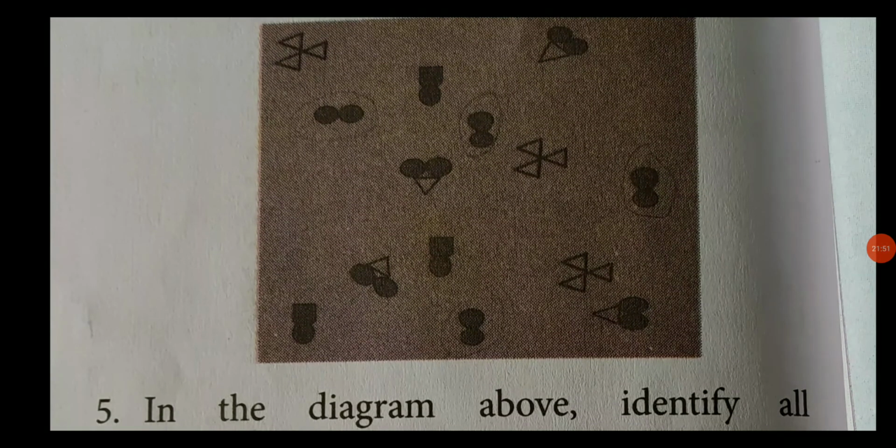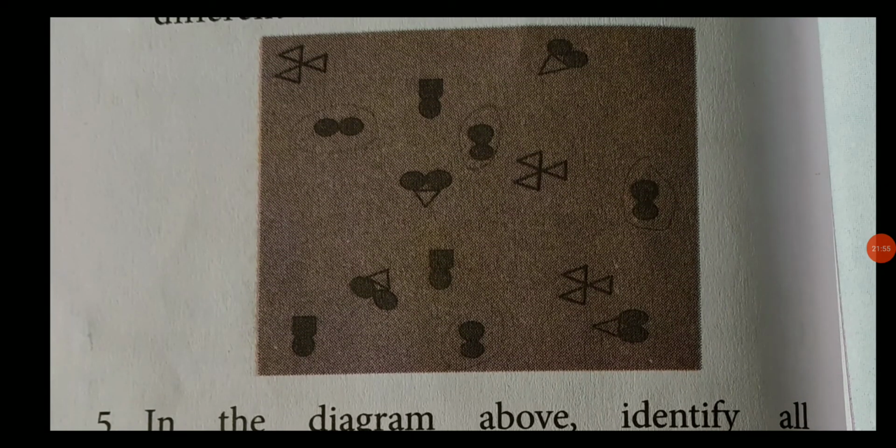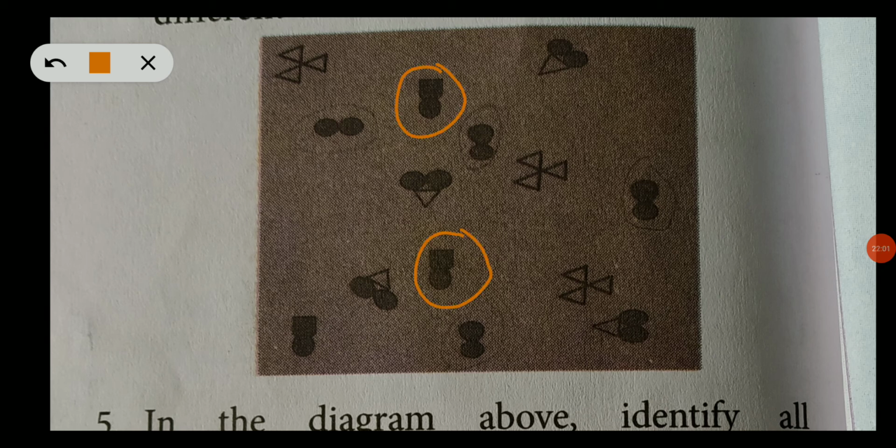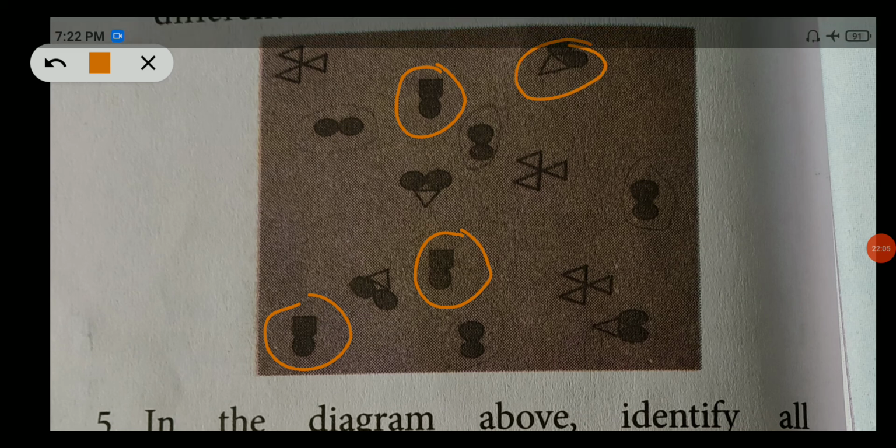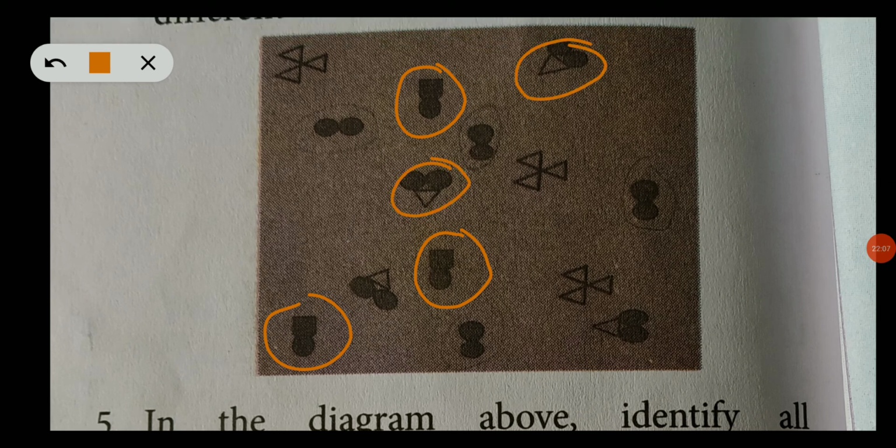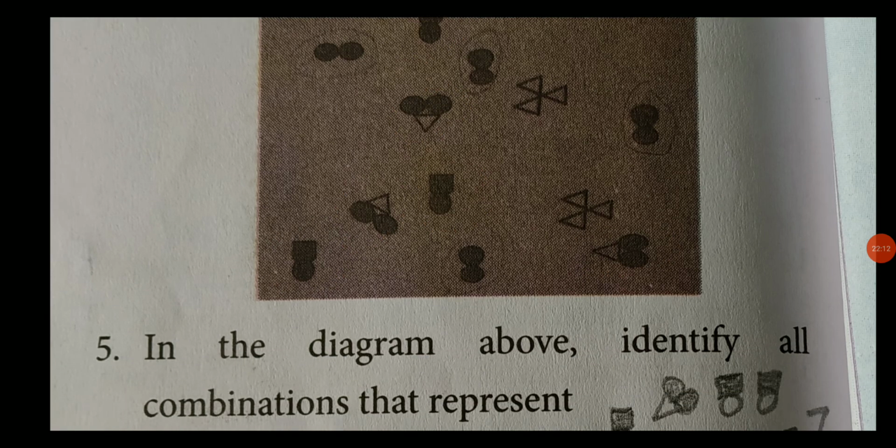So you have to draw all these. So in this, which represents the molecule of compound? Compound means made up of different types of atoms. So 1, 2, 3, 4, 5, 6, 7. So there are totally 7 molecules of compound.